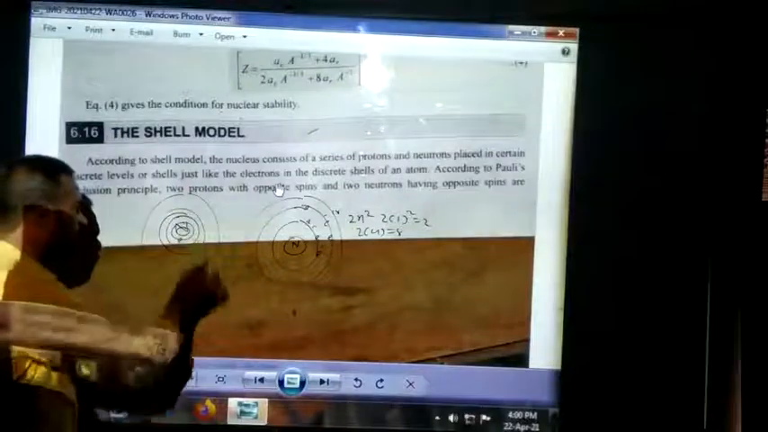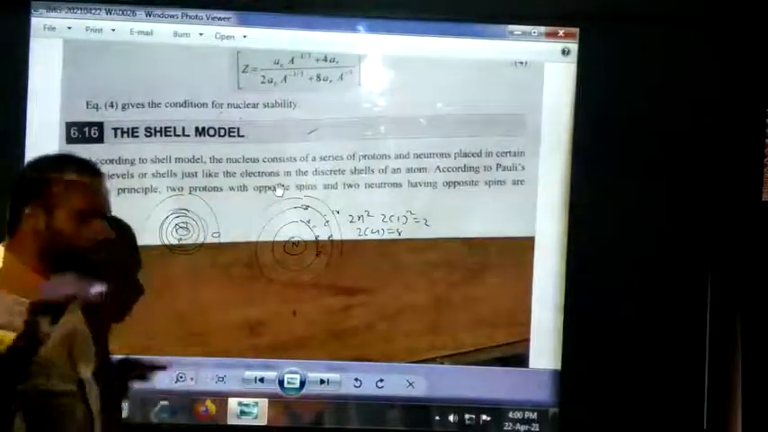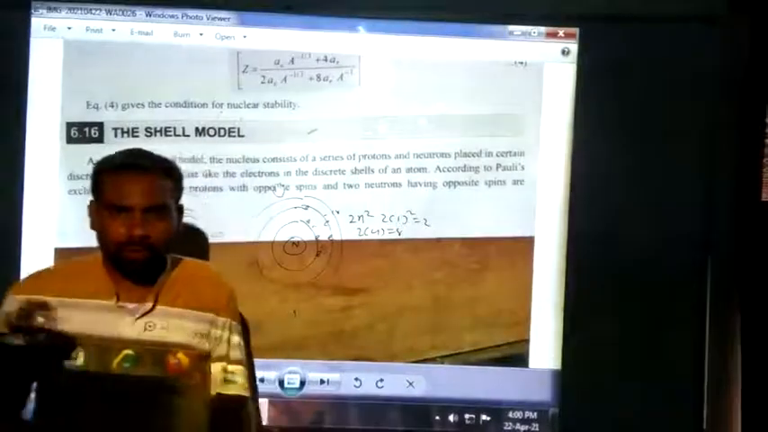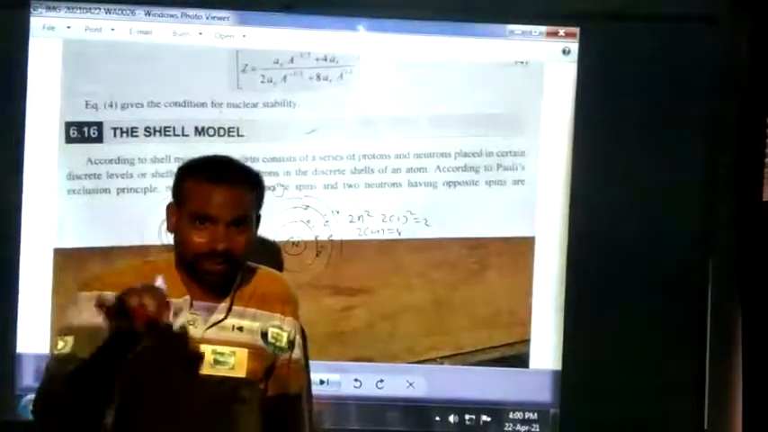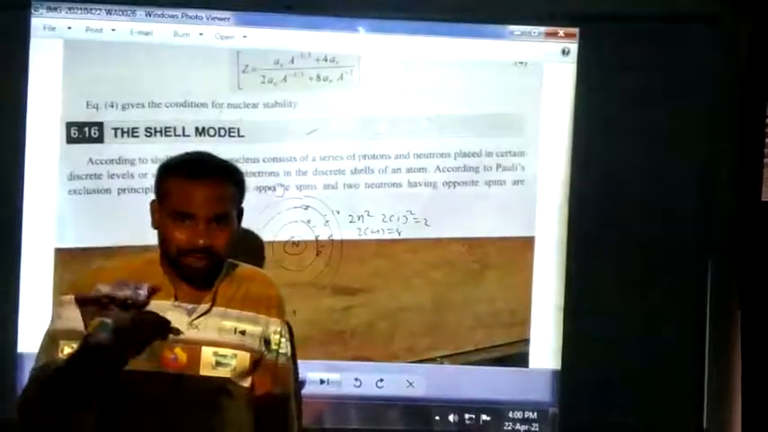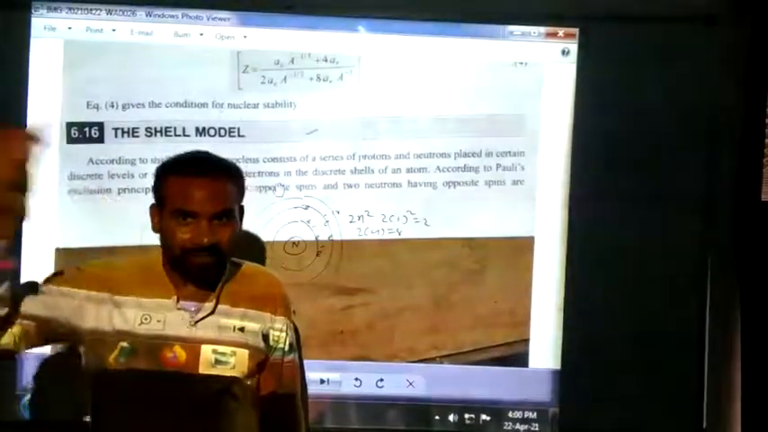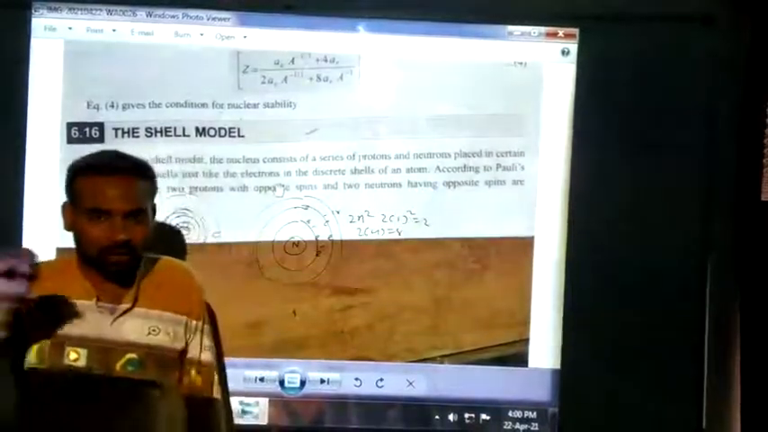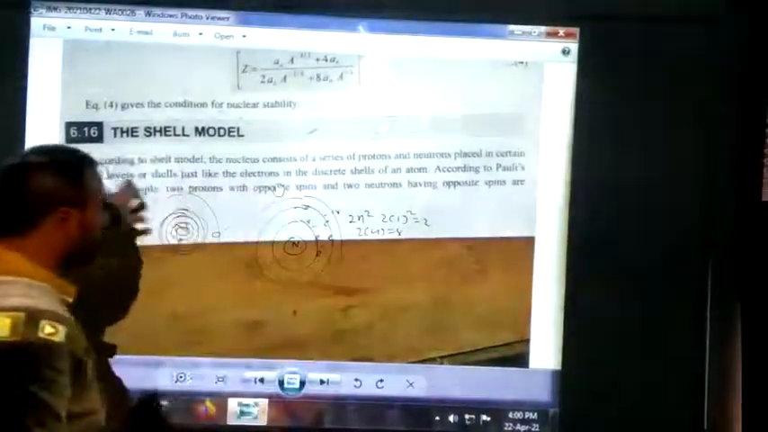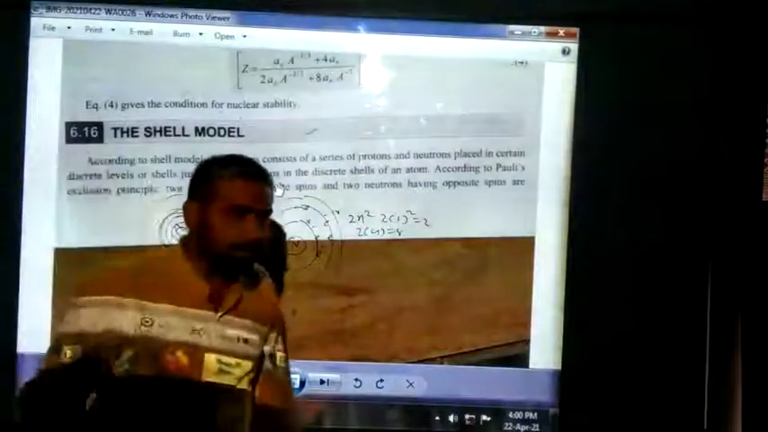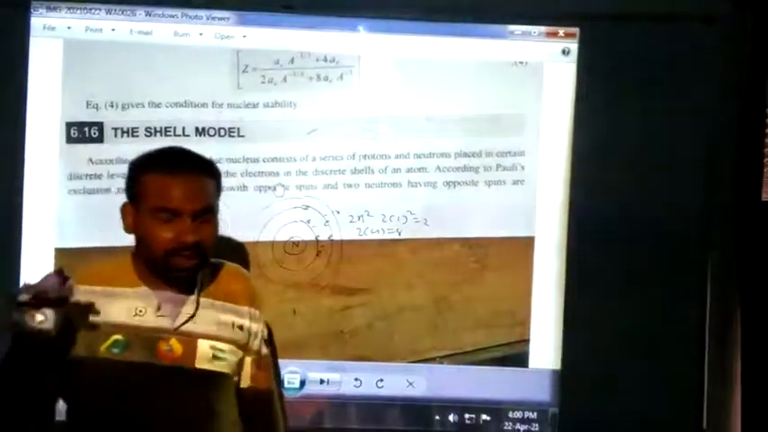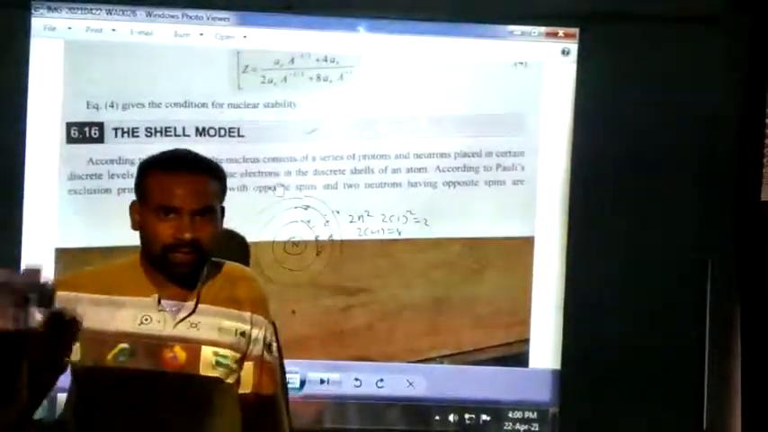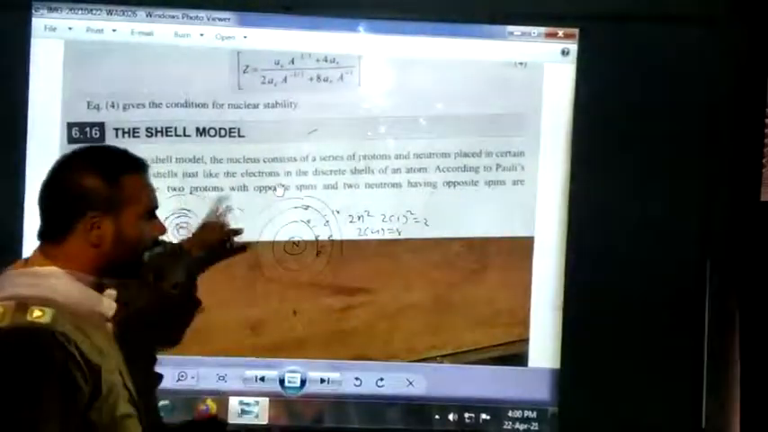Outside we have orbits, in which we have electrons. Inside the nucleus we have protons and neutrons, arranged similar to how the electrons are arranged in the atomic shells. Inside the nucleus we have discrete energy levels similar to the K, L, M shells of the actual atomic structure. So according to the shell model, the nucleus consists of a series of protons and neutrons arranged in discrete energy levels similar to the electrons arranged in the discrete shells of an atom. That should be understood.